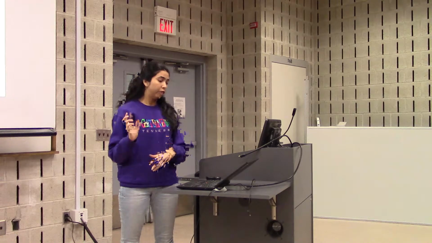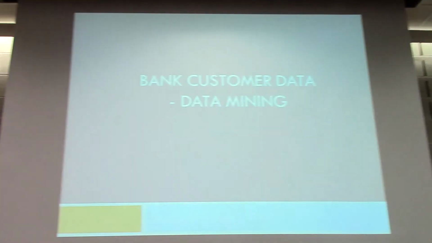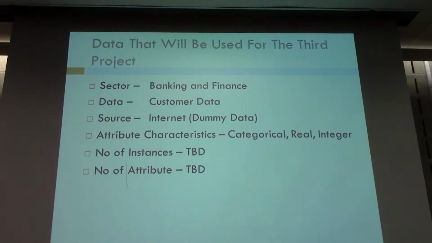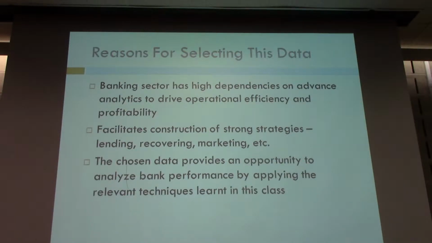So the data set that I have selected is bank customer data. And these are the facts of the data. It belongs to the banking and finance sector, and the data is customer data. The source is the internet. It's dummy data for now because I was just trying to create a sample. The attributes are categorical and integers because the amounts are given in numbers, whereas the personal characteristics of the customers are given as categories. For the number of instances, I still have to search the main data, and the attributes are also to be determined.